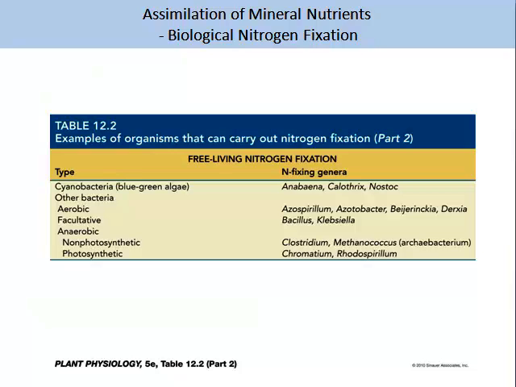Table 12.2 on the slide gives examples of organisms that can carry out nitrogen fixation. These include cyanobacteria, aerobic bacteria, and anaerobic bacteria.